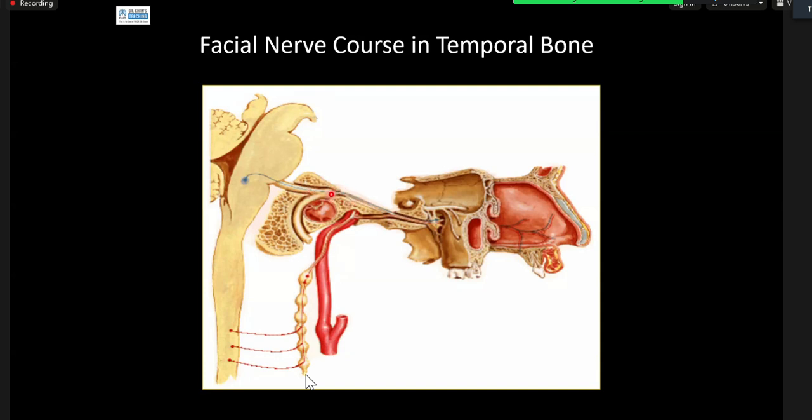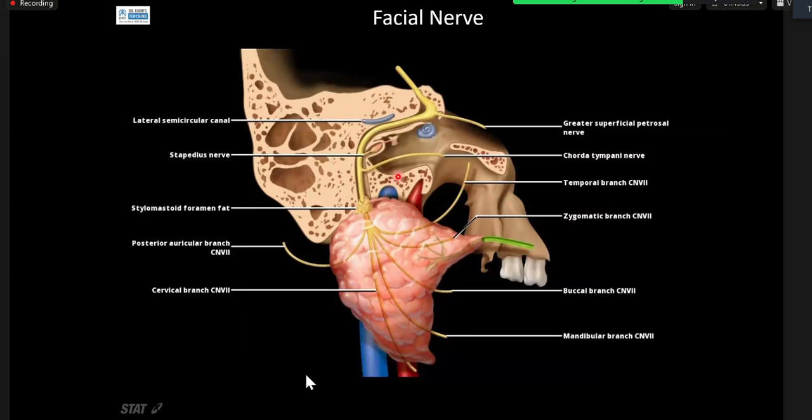From the geniculate ganglion, the facial nerve turns 90 degrees backwards, and this portion is known as the tympanic portion, and it is very well seen on a CT scan, and I'll show you. And then it goes posteriorly, and then it goes vertically down. Where it goes vertically down, this is known as the mastoid portion of the facial nerve. It passes through the stylomastoid foramen and then goes into the parotid gland. At the parotid gland, it will give its terminal branches. So this diagram tells you the same thing once again.